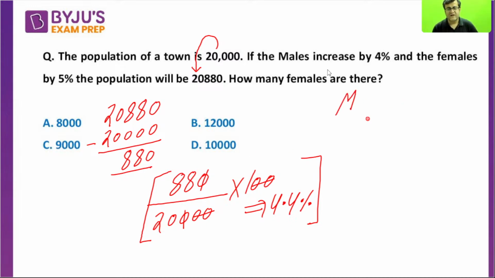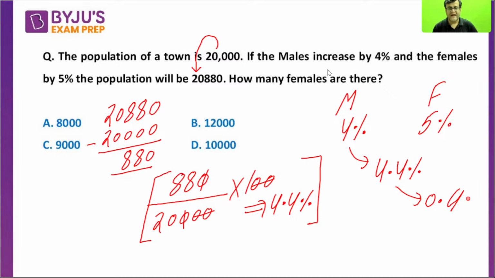Male increase 4%, female increase 5%, overall increase 4.4%. So gap of these two is 0.4. Gap of these two is 0.4. Gap of these two is 0.6. So percentage. Is this point clear or not? Tell me. Till this point it's clear or not? Tell me fast.